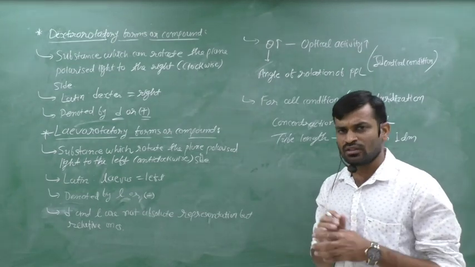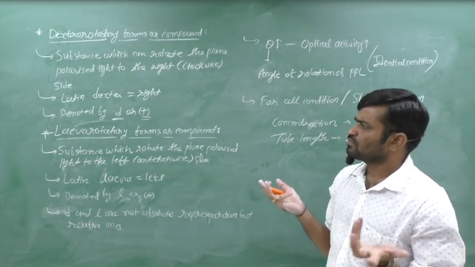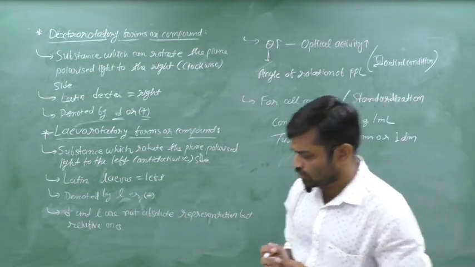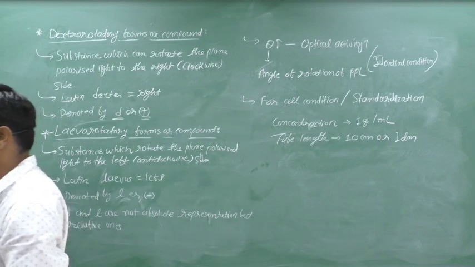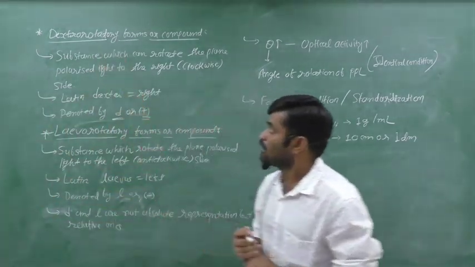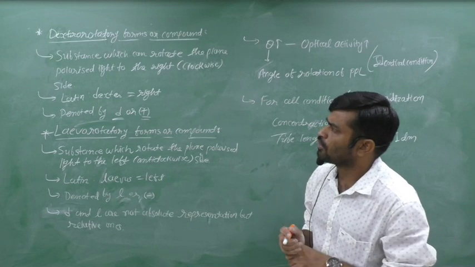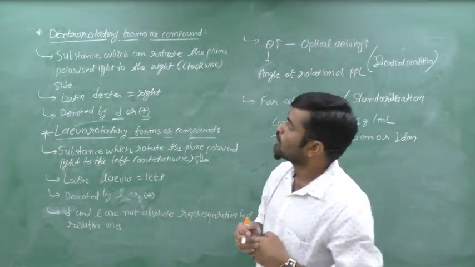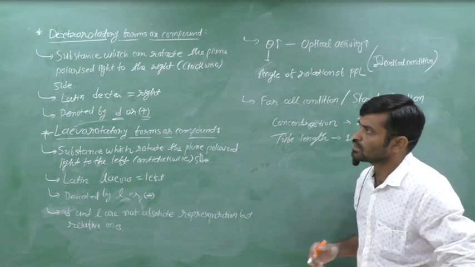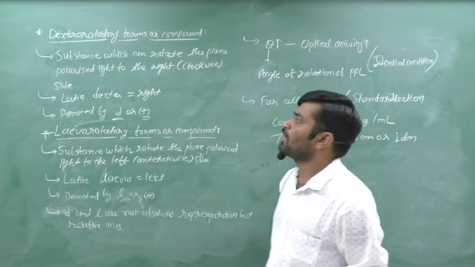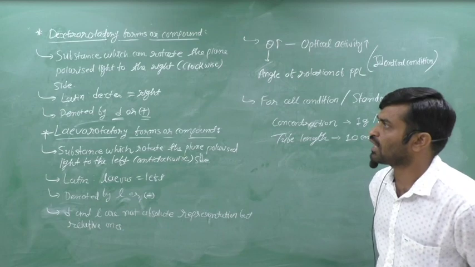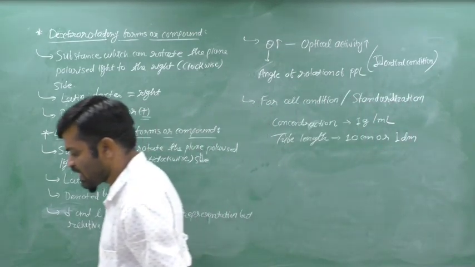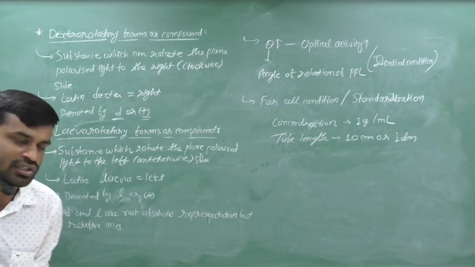Now we can discuss the definition or symbols of dextrorotatory compounds and levorotatory compounds. First we can discuss the dextrorotatory forms or compounds. Forms means a cis form, trans form like that, dextro and levo form. A dextro form or compound means a substance which can rotate the plane polarized light to the right side or clockwise direction, and is known as dextrorotatory compound.